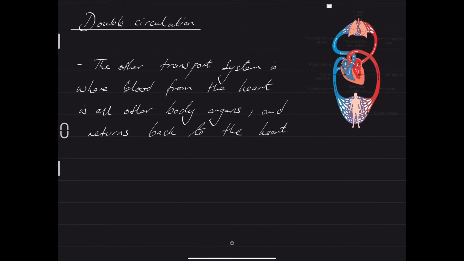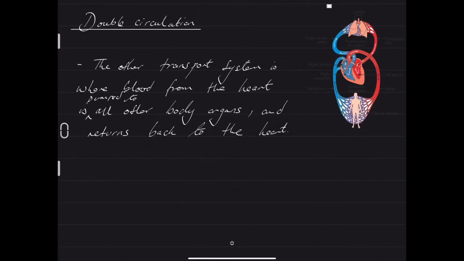Okay, so this is the second part of the double circulatory system, where blood from the heart is pumped to. So could you just amend your sentence there? So the second part of the circulation is where the transport system is where blood from the heart is pumped to all other body organs and returns back to the heart.